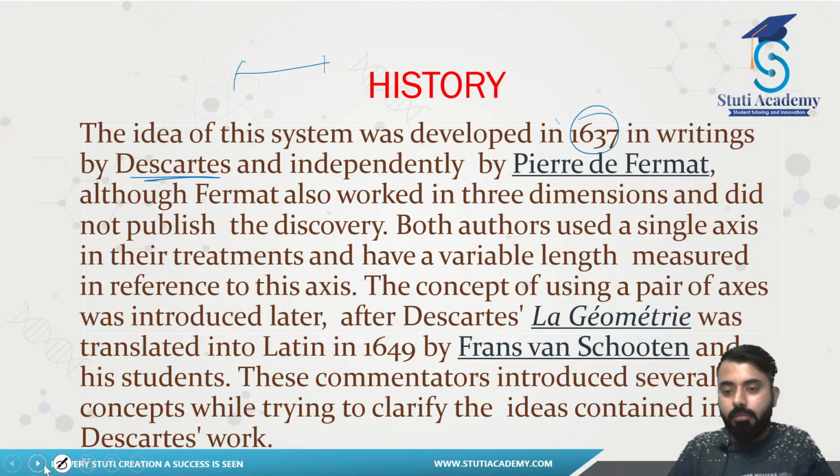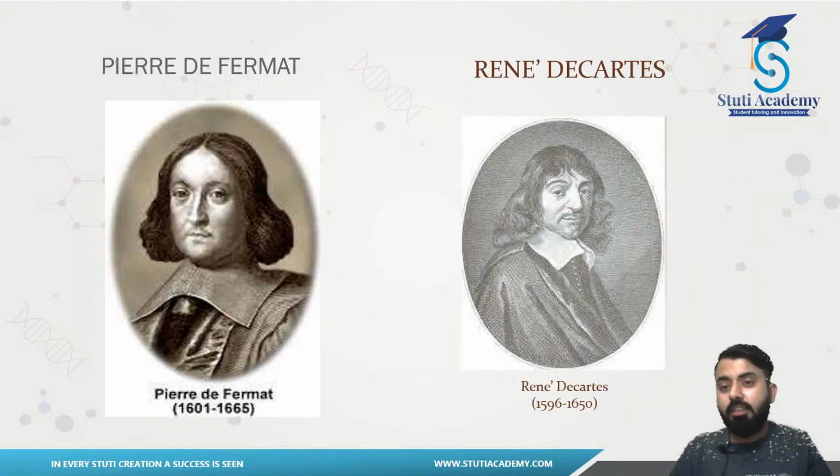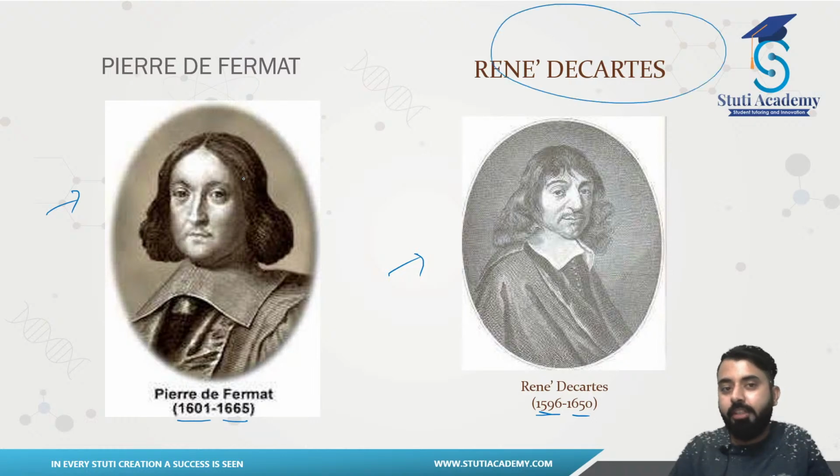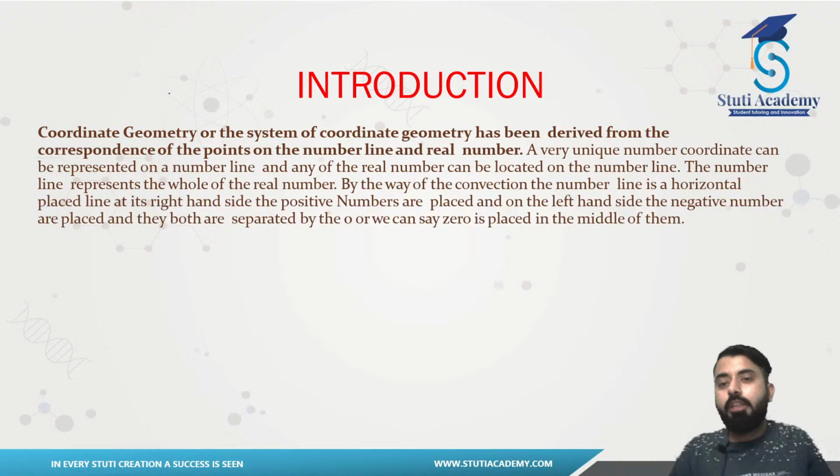So let's have a look at them. This picture that you can see, this is Fermat, right? And this guy right here is René Descartes. He lived from 1601 to 1665 and he lived from 1596 to 1650. So these are the founders, or the fathers, of coordinate geometry, specifically this man right here. Now we are going to move forward and start with the introduction.